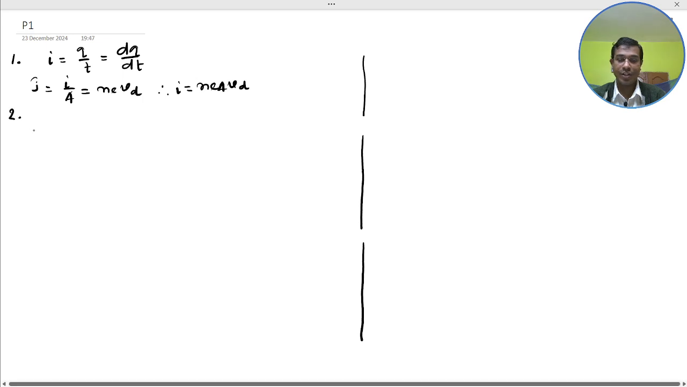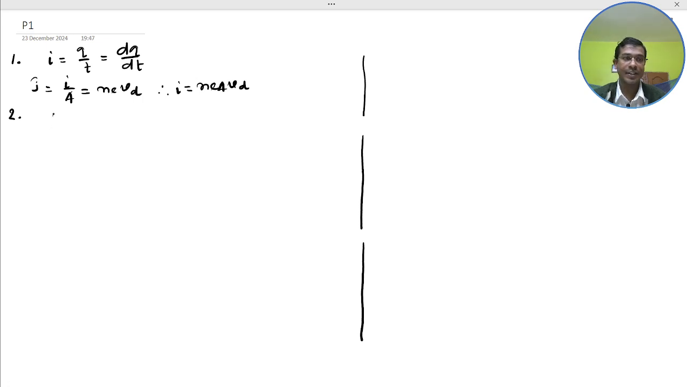Next is Ohm's law, V equal to IR, written as delta V equal to I delta R. This is the scalar form, simply written as V equal to IR, and in vector format, J equal to sigma E. This is Ohm's law in vector form.